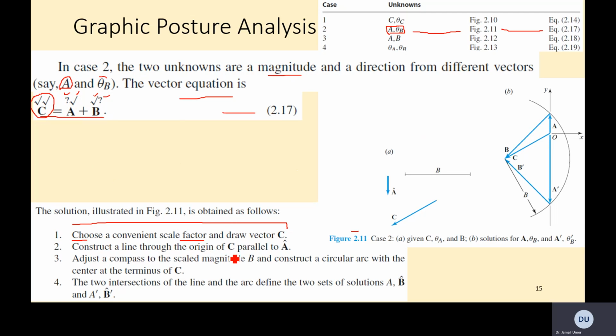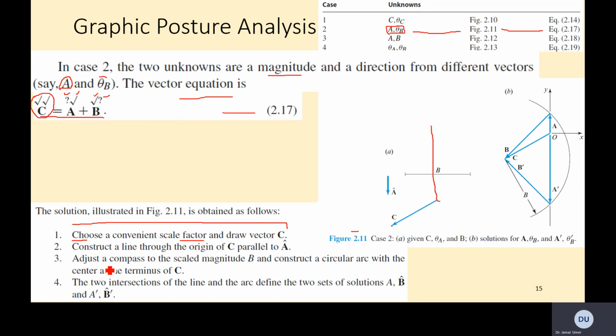Construct a line through the origin of C parallel to A. Now you construct a line in the direction of A. For example, here we have C, and we know its length and its direction. For vector A, we have just the direction, we don't know the magnitude. That's why we draw a parallel, longer line, because we know the direction, so we draw the parallel line showing the same direction, but we don't know the length, meaning the magnitude.